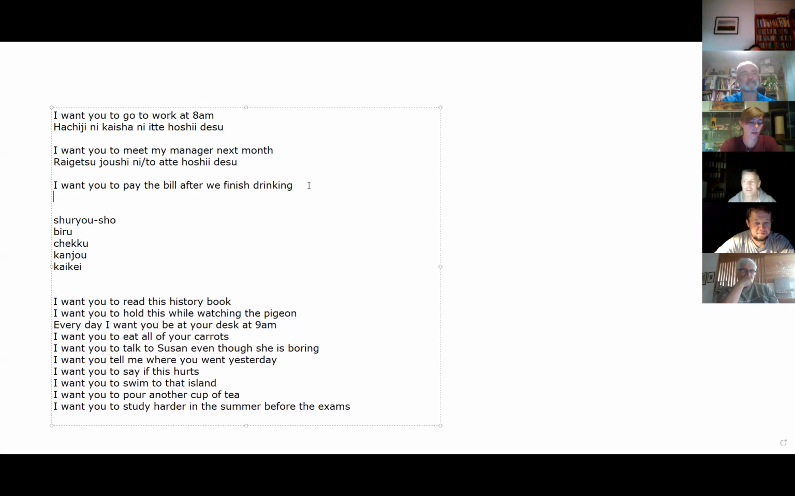Okay, back to it. 飲み終わったら、終了書を、 so not shuryosho, this would mean receipt. This literally means the paper receipt. Just shuryo. 終了を、払ってほしいです。払ってほしいです。Good. Excellent.